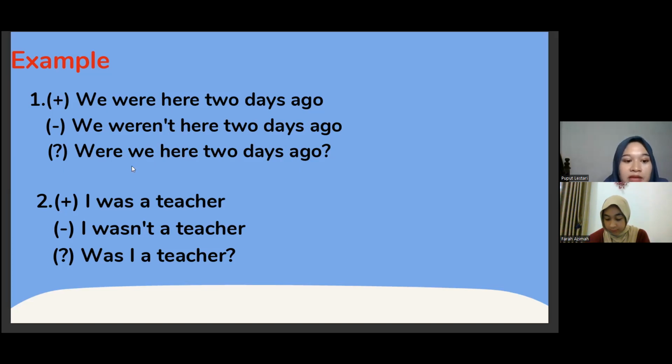Okay. And then the second example is: I was a teacher. I is subject, was is to be. Why do we use was? Because I is singular. Tunggal, tunggal, tunggal. We must use the was. Okay. I was a teacher. I is subject. Was is to be.